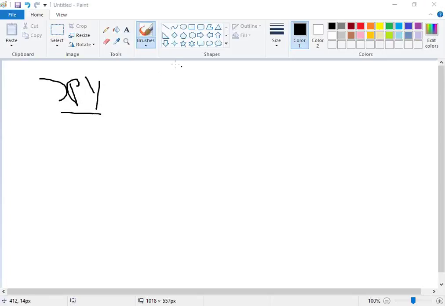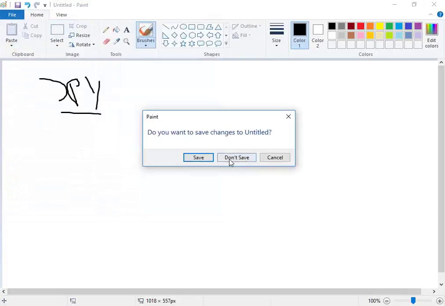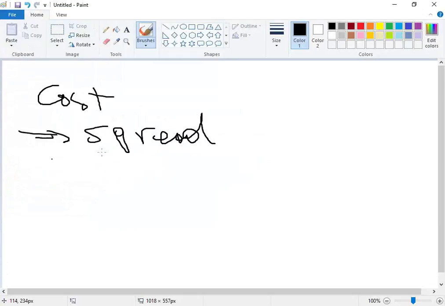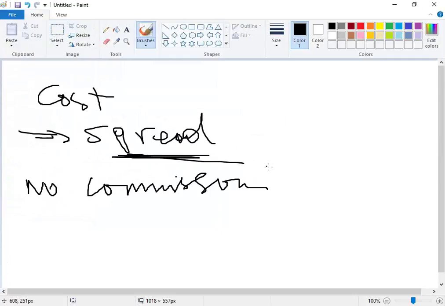Okay? So the cost that we incur when we're trading foreign exchange is equal to the spread of the currency pair we're trading. This is the cost we incur. There are no commission charges. With most companies, the only cost you incur is the spread.